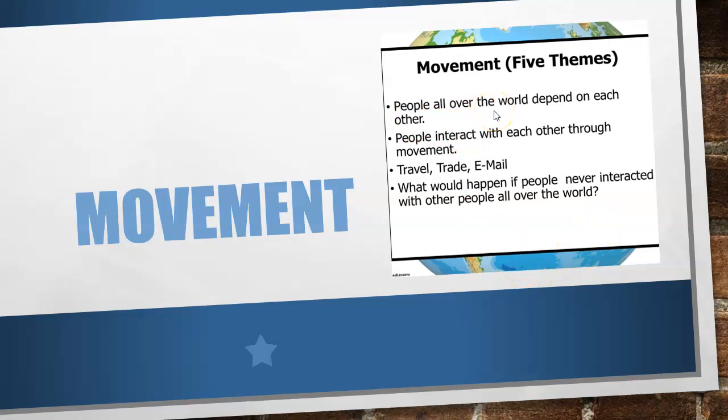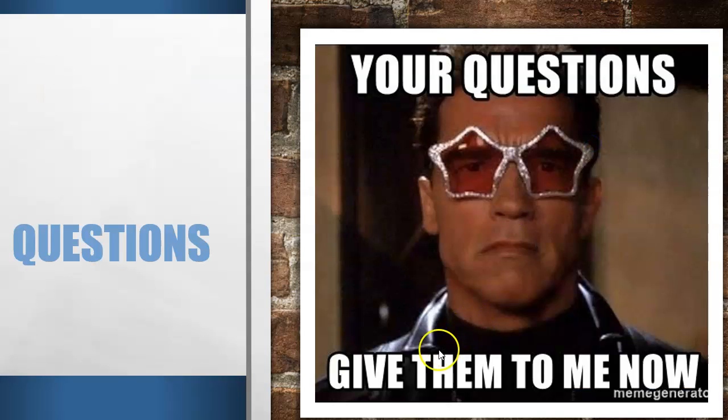People all over the world depend on each other. So this is another thing as far as movement. We talked a little bit about the people needing resources. There might be some places that have natural resources and some places that don't, and that causes people to interact with each other. And that's all we've got for human environment interaction and movement.